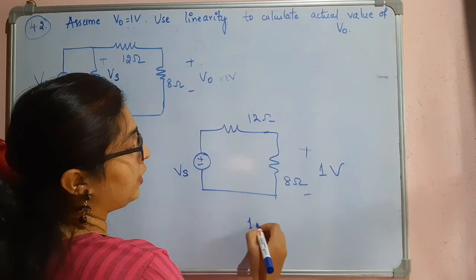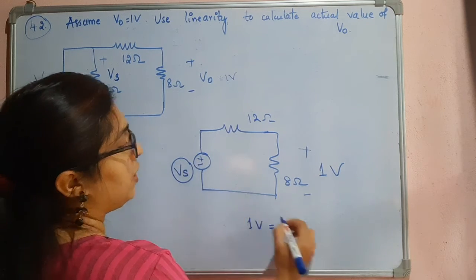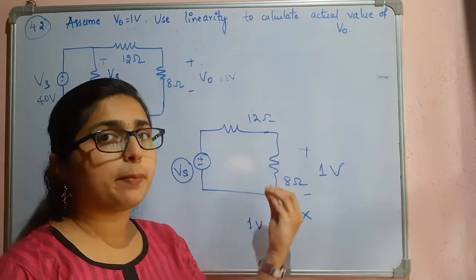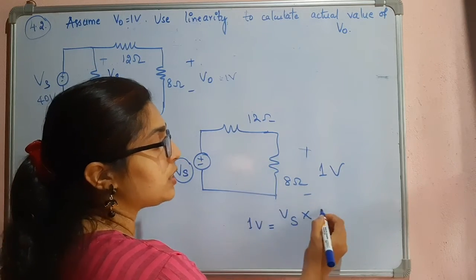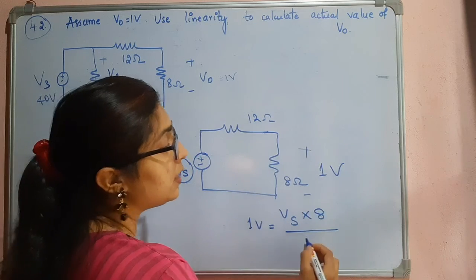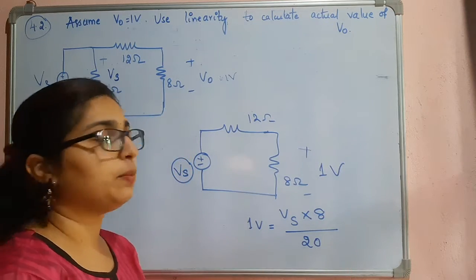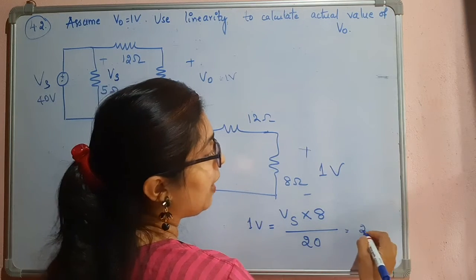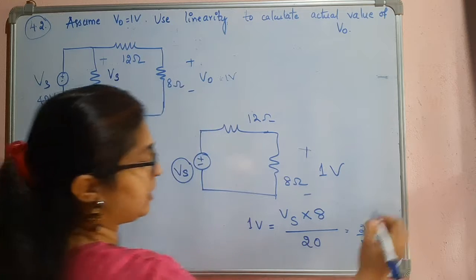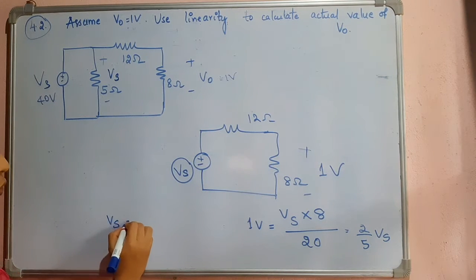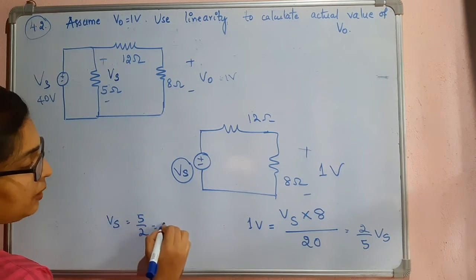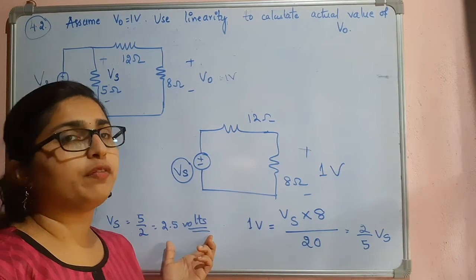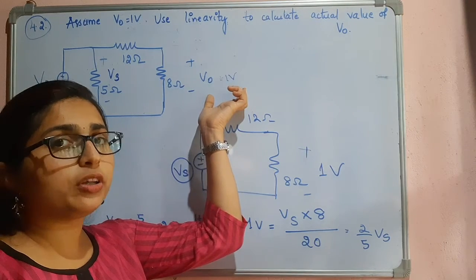So this 1 volt is equal to Vs into the resistance value across which we are measuring it. 1 volt is measured across 8 ohm, so it is 8, divided by the sum 12 plus 8, that will be 20. So this will be equal to 2 divided by 5 Vs. So Vs is equal to 5 by 2, that is nothing but 2.5 volts. This is the actual value of the source, 2.5 volts, when we are getting the output V0 equal to 1 volt.